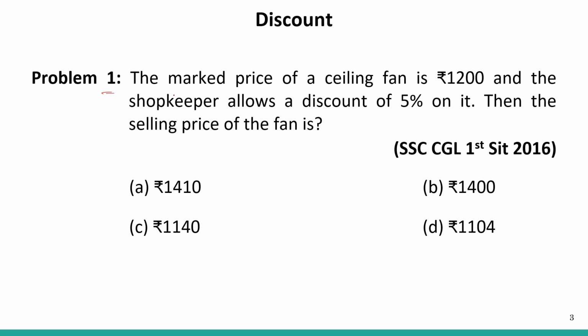So problem number 1. The mark price of a ceiling fan is 1200, and the shopkeeper allows a discount of 5% on it. Then the selling price of the fan is what? Is it 1410, or 1400, or 1140, or 1104?